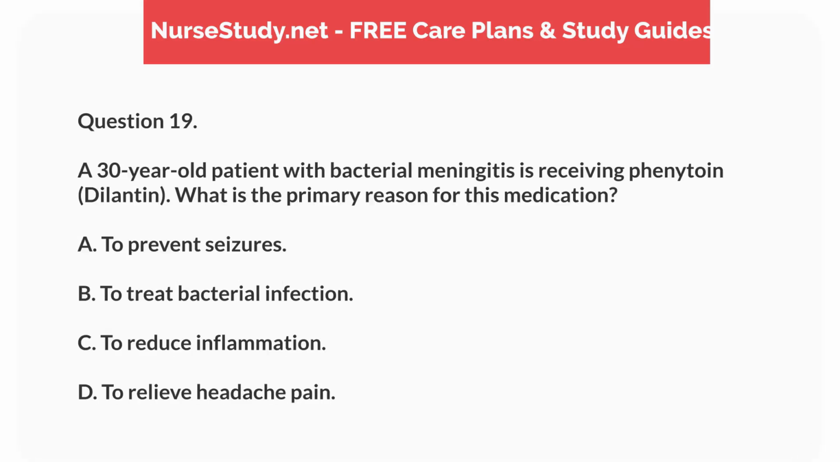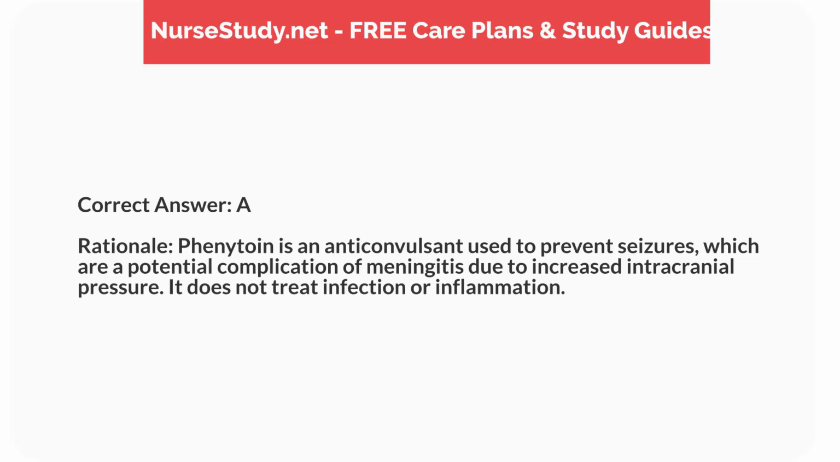Question 19. A 30-year-old patient with bacterial meningitis is receiving phenytoin, Dilantin. What is the primary reason for this medication? A. To prevent seizures. B. To treat bacterial infection. C. To reduce inflammation. D. To relieve headache pain. Correct answer, A. Rationale: Phenytoin is an anticonvulsant used to prevent seizures, which are a potential complication of meningitis due to increased intracranial pressure. It does not treat infection or inflammation.